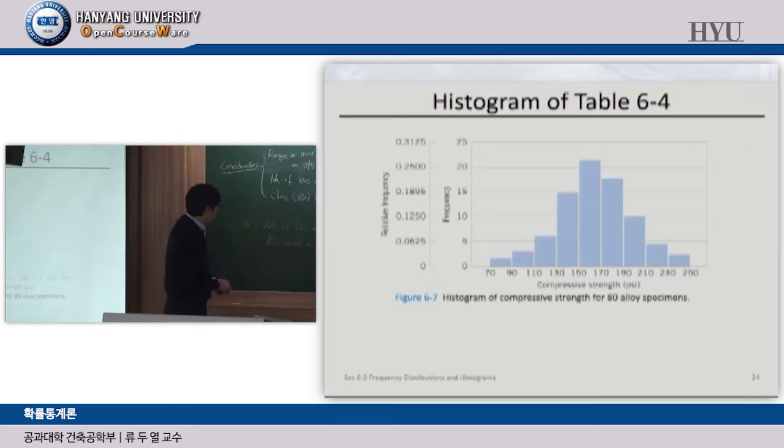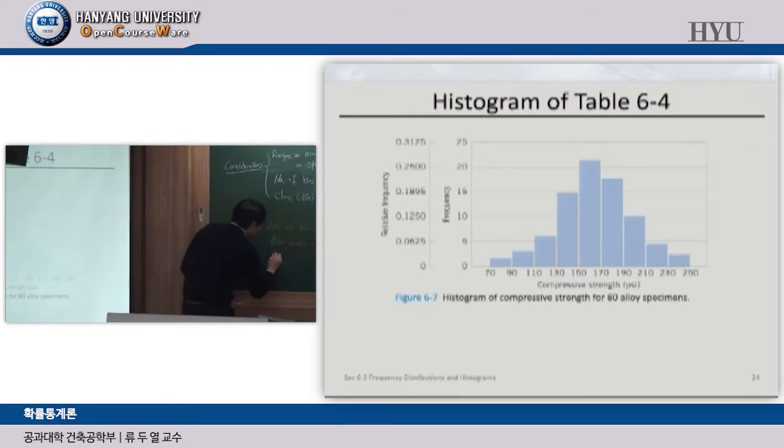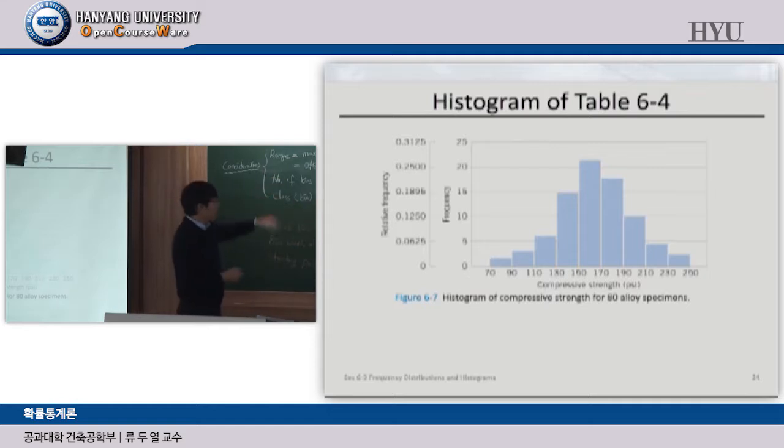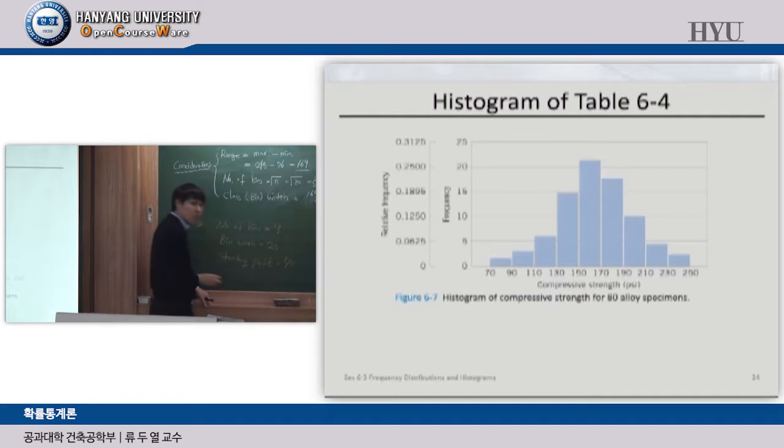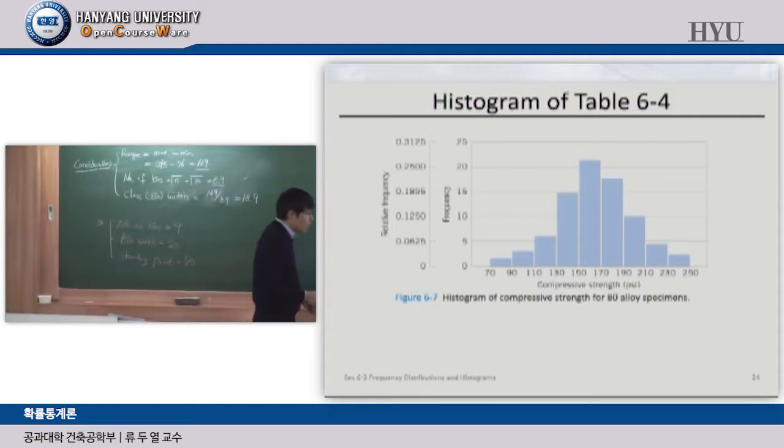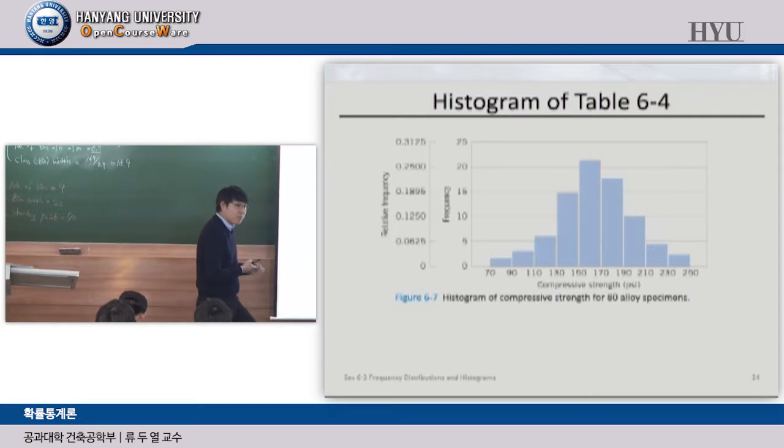And then we need to finally determine the starting point. The minimum value was 76 here, and the bin width was 20. So we can simply assume that the starting point is equal to 70. So this is the decision from these considerations. And from this information, we can draw this histogram.